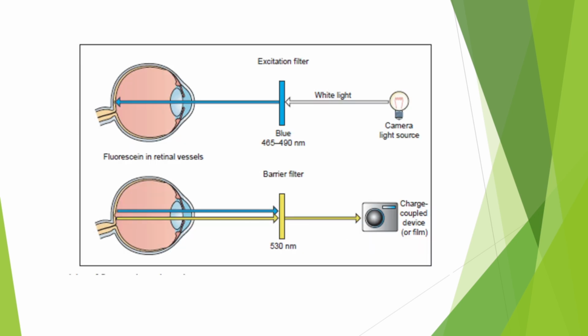So this is the diagram showing it. The white light is coming from the light source, and it is striking the excitation filter, which allows only blue light to pass through it. The blue light reaches the retina, the fluorescent molecules in the circulation, and from these fluorescent molecules emits the yellow-green light, which passes through the barrier filter and then reaches the charge coupled device or the film. The reflected blue lights are not allowed to pass through the barrier filter.